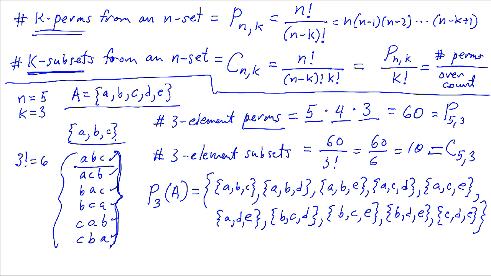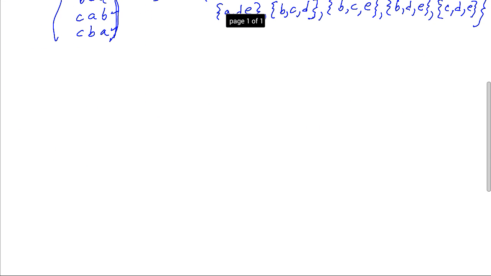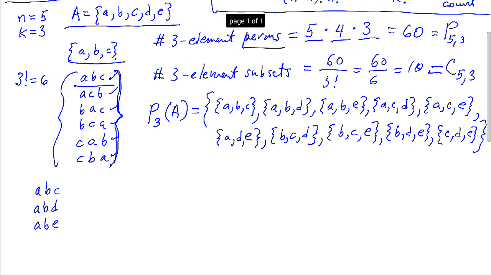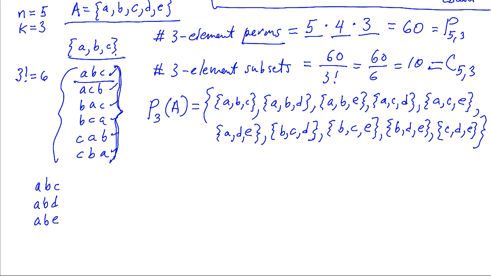Well, I'm going to go ahead and write down all 60 of the permutations here real quick. I'm going to start with A, B, C. Now I can't repeat, but I can go A, B, D, A, B, E. I think those are all of them that start with A, B, aren't they? A, B, C, D, and E, yeah.